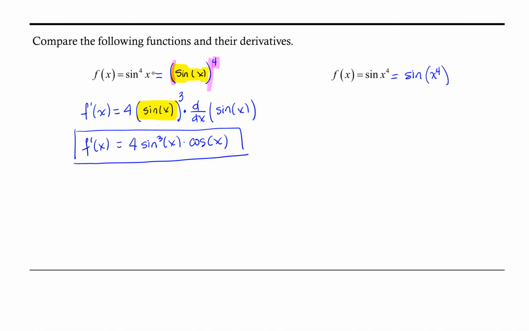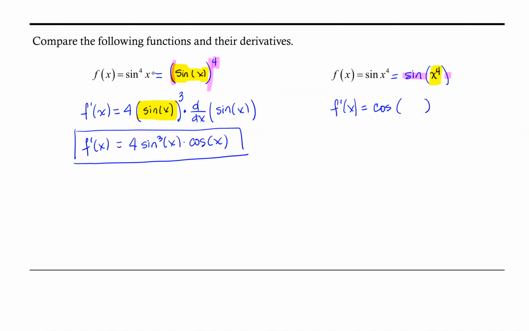Now, focusing our attention on the function on the right, again, keeping track of what the argument of the function is. The argument is this x to the fourth. And the outer function is this sine function. So when we go to find our derivative using the chain rule, f prime of x is going to give us what is the derivative of that outer function. The derivative of sine is cosine. So we're going to have cosine of something.